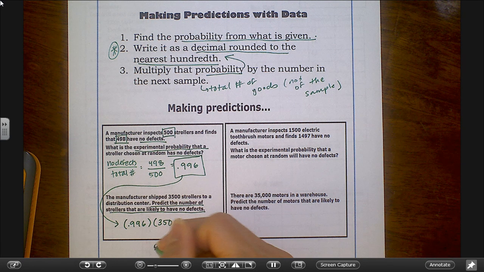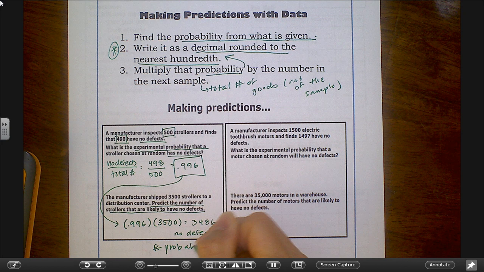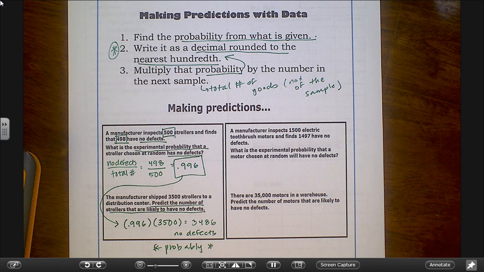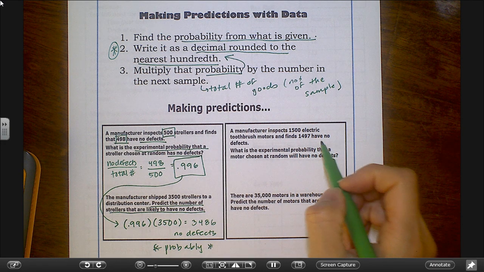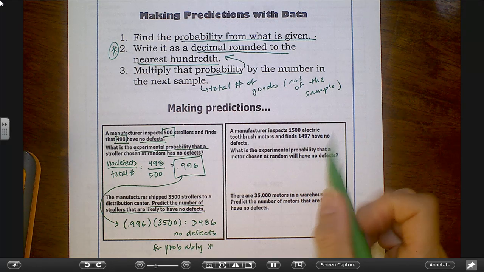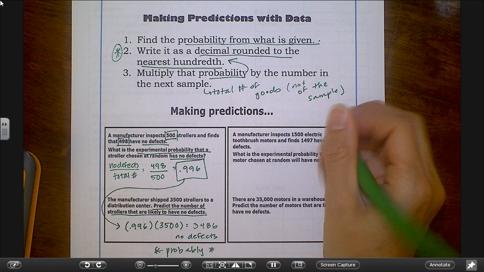And then again, like probably, right? Because this is a prediction. We don't actually know if they have defects or not. Okay, next one, same exact thing, except not strollers. Now we're talking about toothbrush motors of electric toothbrushes.